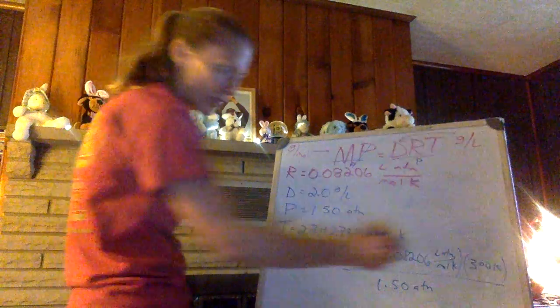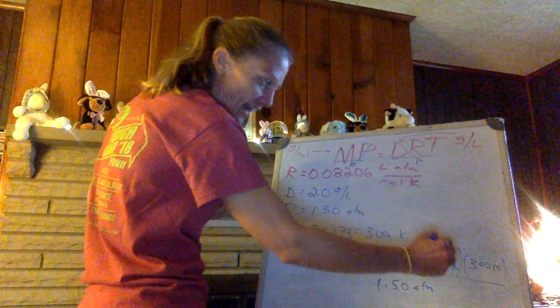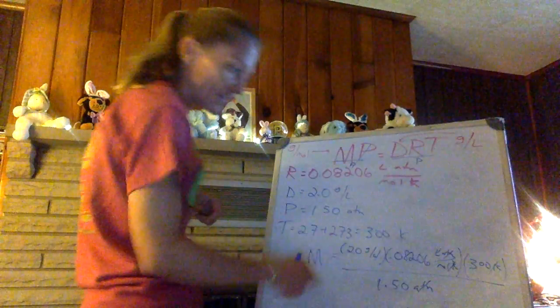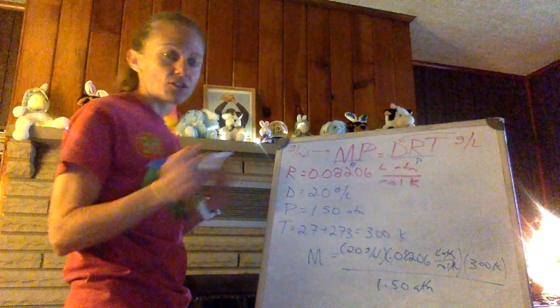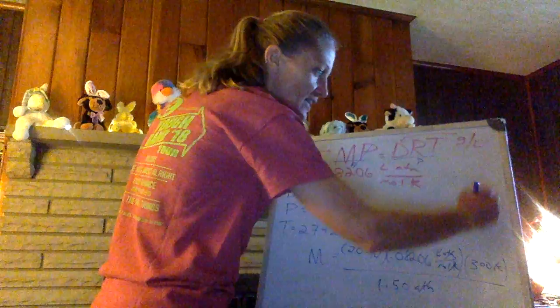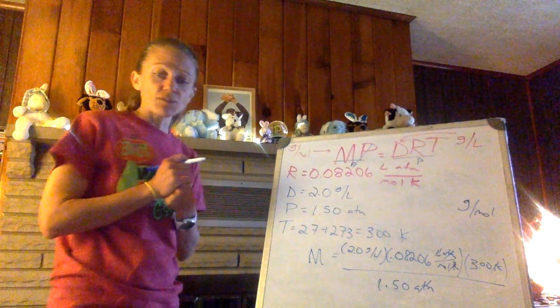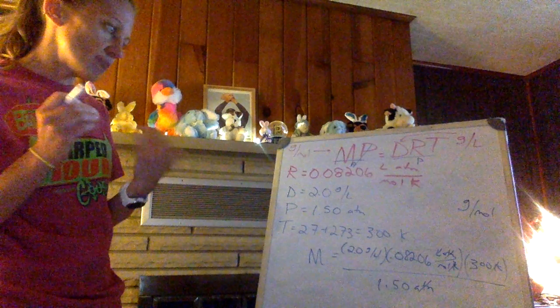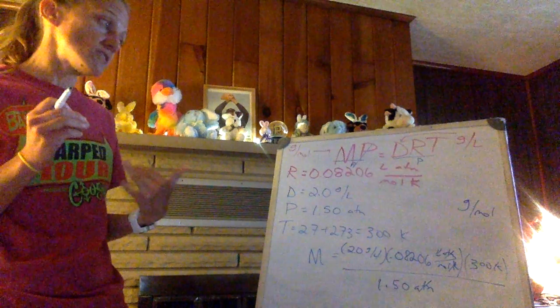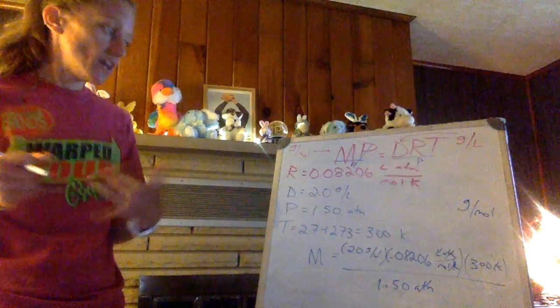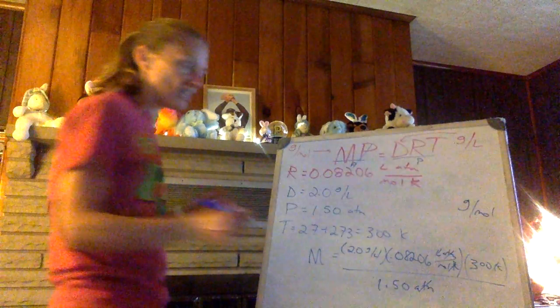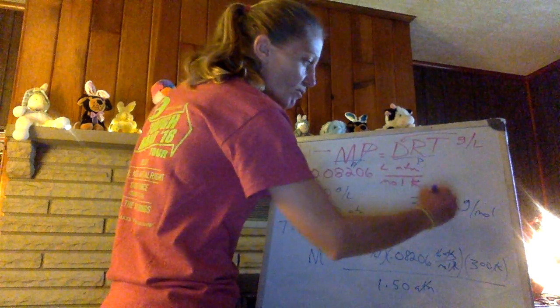To cancel, if I want, there's liters and atmospheres and Kelvin, and it leaves me a molar mass. And so that you can see on the screen, I'm going to write it up here. Leaves me an answer in grams per mole. When I enter this in my calculator, 2 times 0.08206 times 300 equals, divided by 1.5 equals, I got 33.